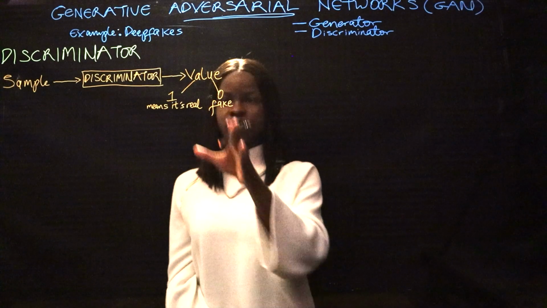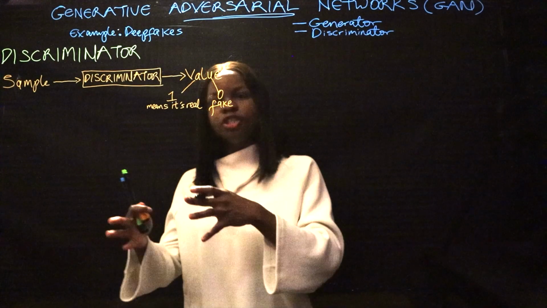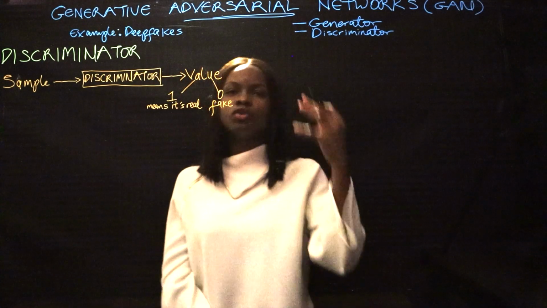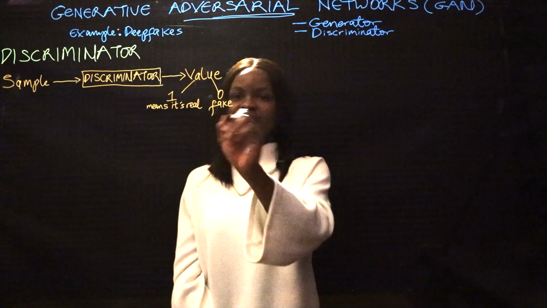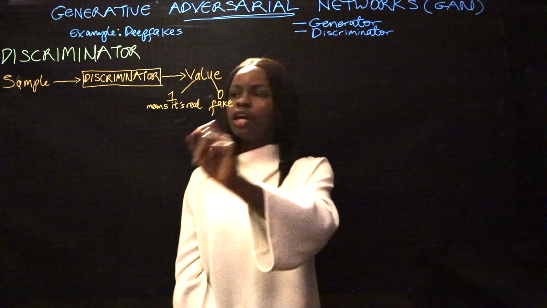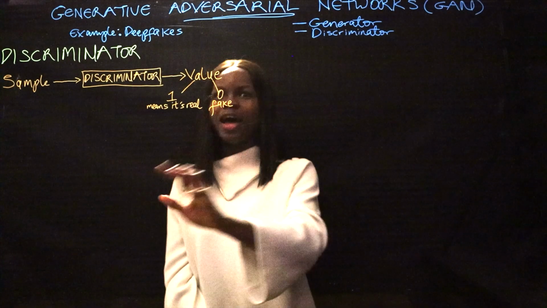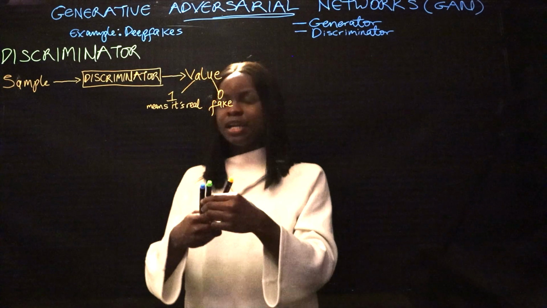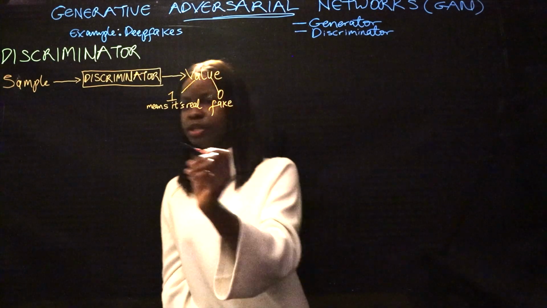And then if it's close to 1, it means it's to an extent really sure that the sample it received is real. And if it's close to 0, it means that it's almost certain that the sample it receives is fake. So sample means the data. I would expand more on this as we go, so I don't want to jump the gun here. Now let's talk about the second neural network, which is the generator.